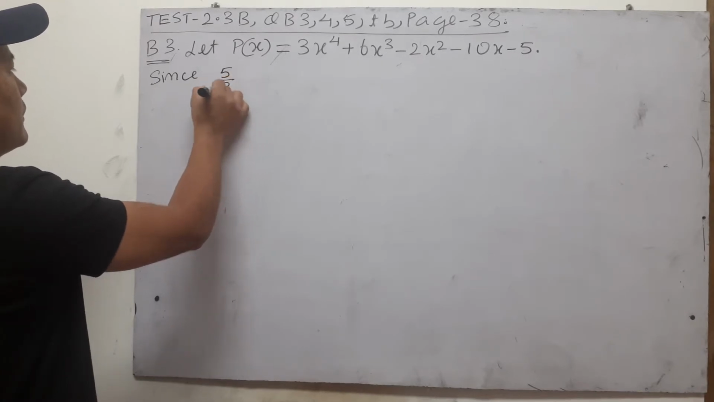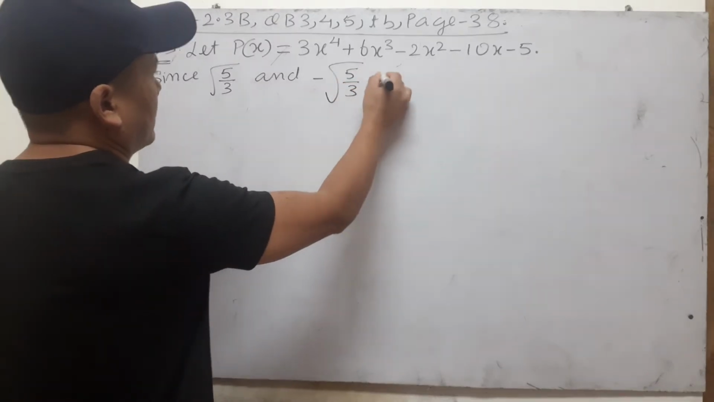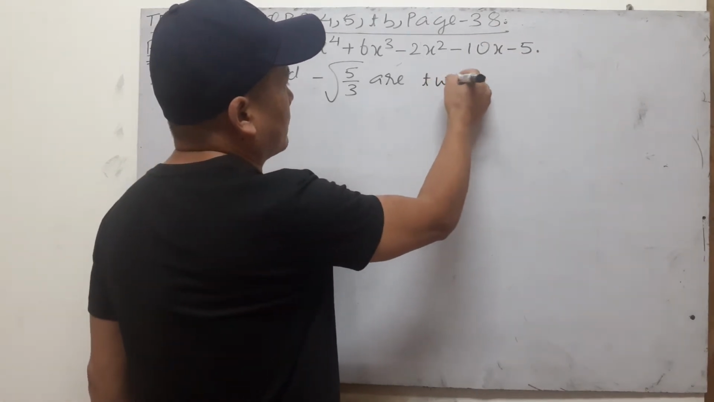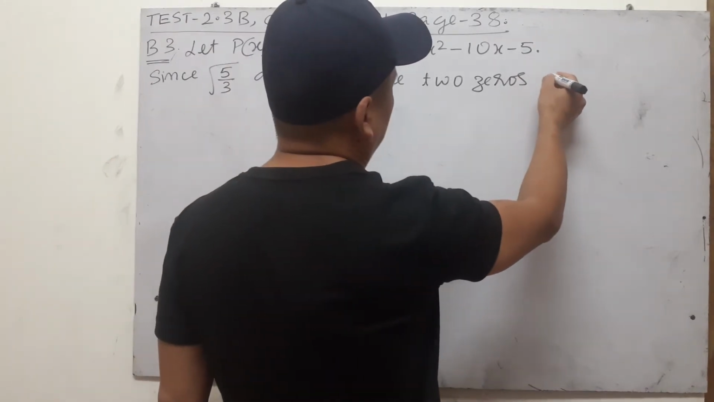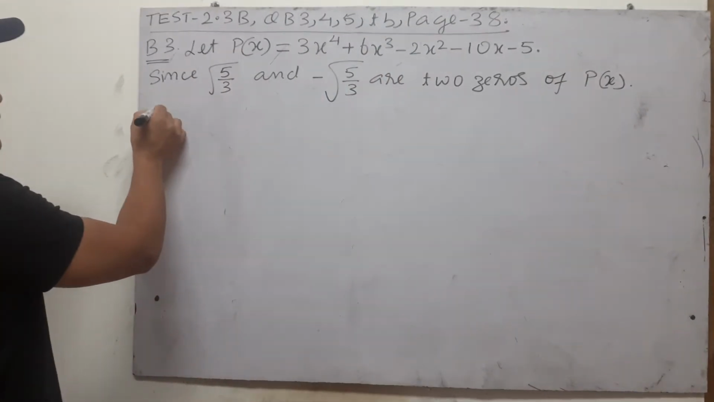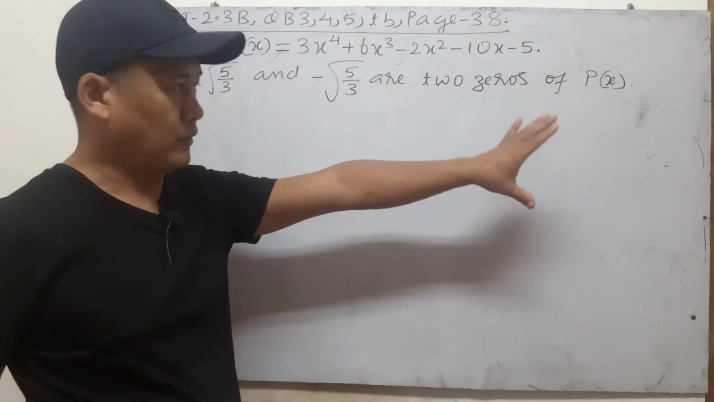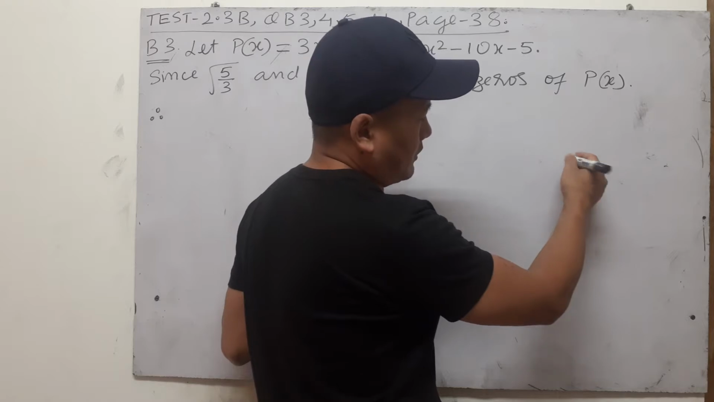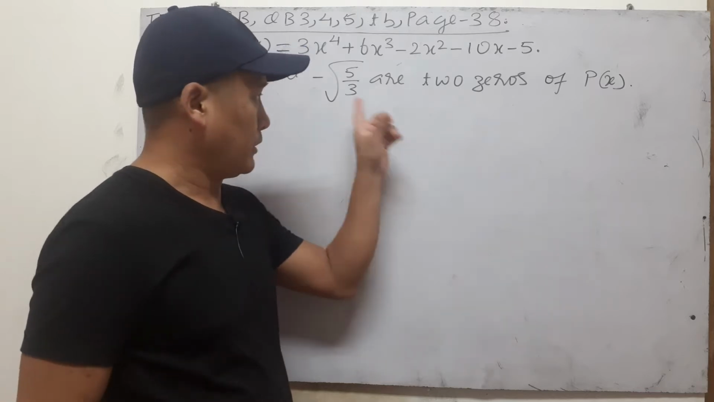root over 5 by 3 and minus root over 5 by 3 are the two zeros given, two zeros of p of x given in the question. Therefore, we can assume, here you see, let me explain this. The zeros we have done for quadratic equation, right? While we solve a quadratic equation by factorization, I'm just trying to give you a picture of analogy between this meaning of zeros.